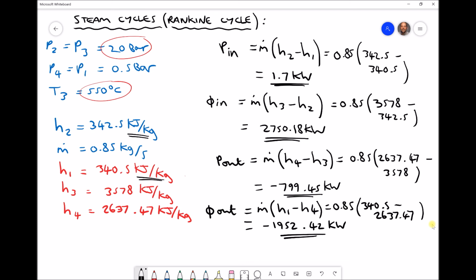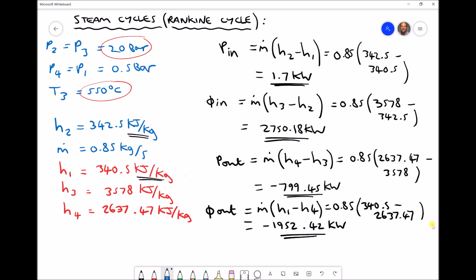Now once again that's kilowatts, and once again it's negative because energy is leaving our working fluid or leaving our steam. When we have a thermodynamic cycle, anytime we're inputting energy, we would expect a positive value, and anytime we're extracting energy or losing energy from the working fluid, we would expect to get a negative value.